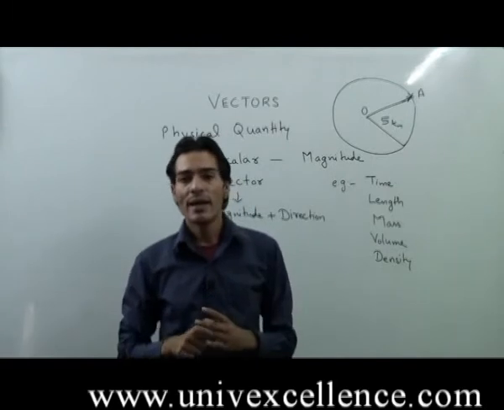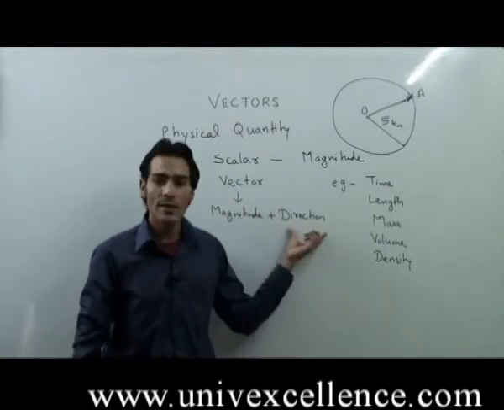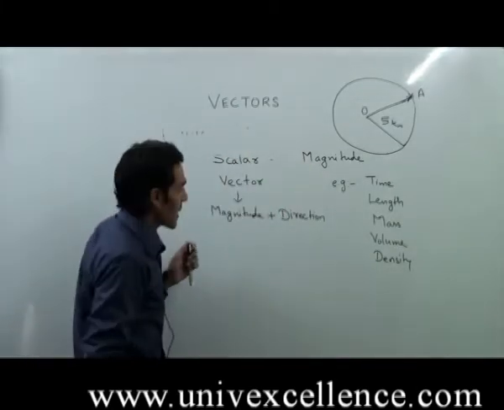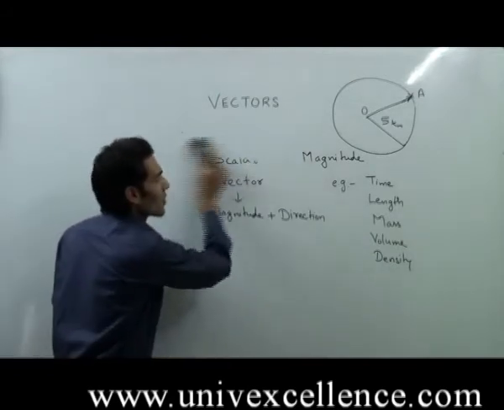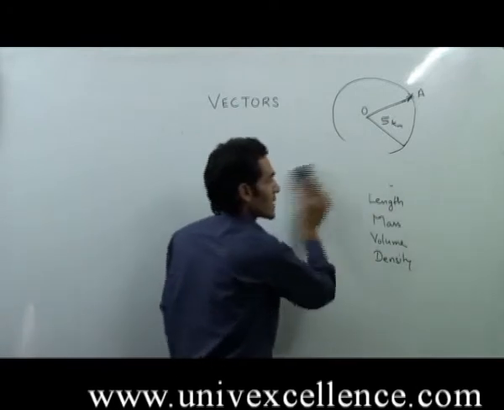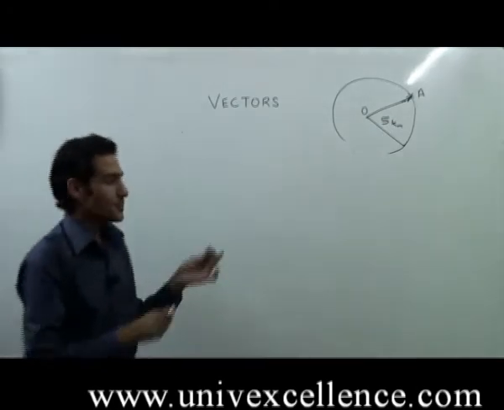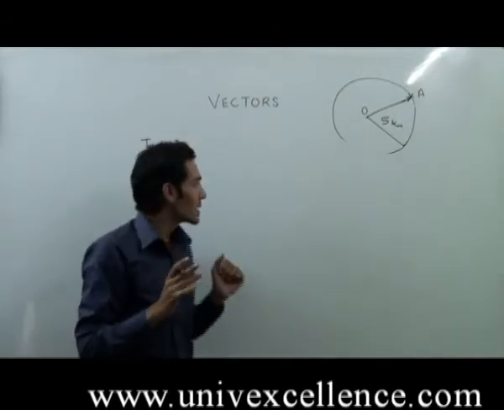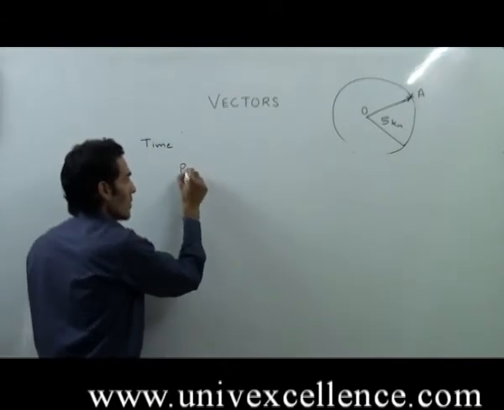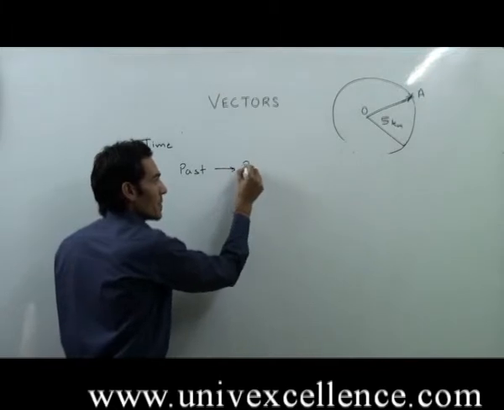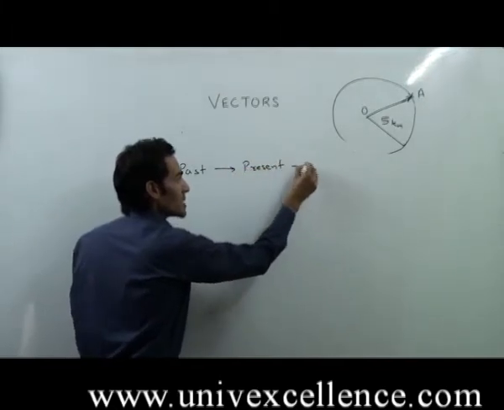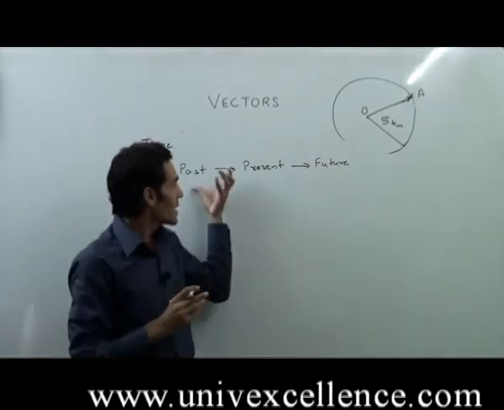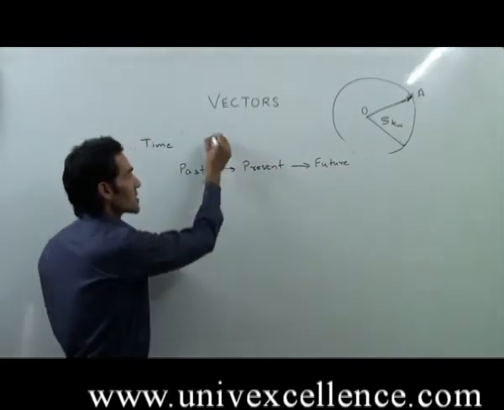But it does not mean that every quantity that has magnitude and direction is a vector quantity. For example, we have some quantities that have magnitude as well as direction, but those quantities are scalar, not vector. For example, time. Time has a particular direction. Time always flows from past to present and from present to future. So time has a magnitude as well as a direction, but still time is a scalar quantity.